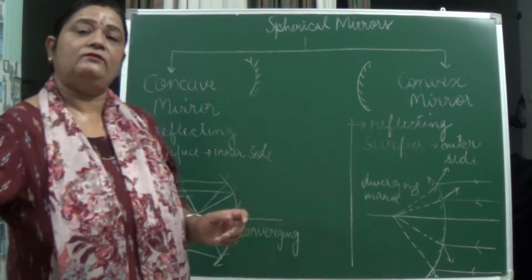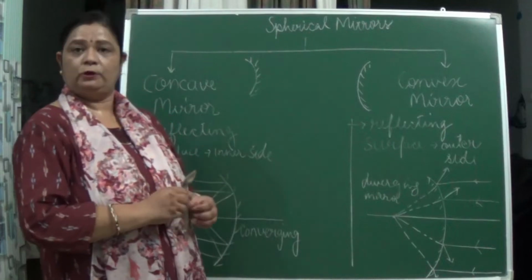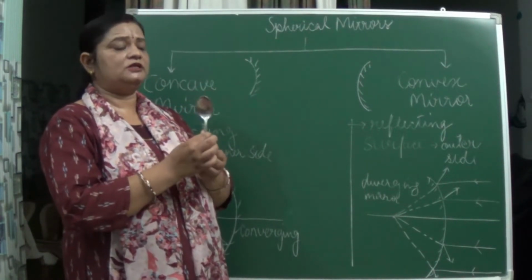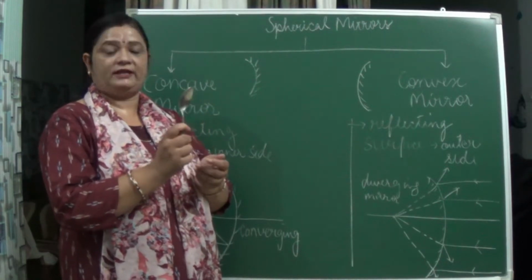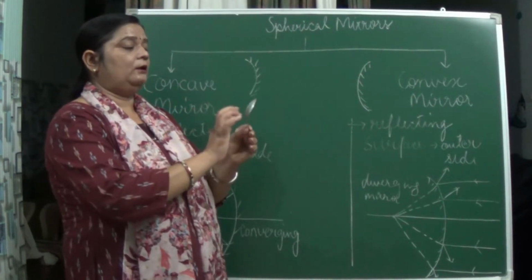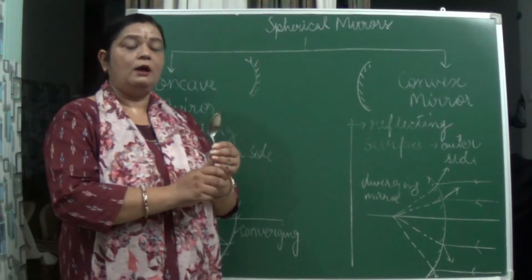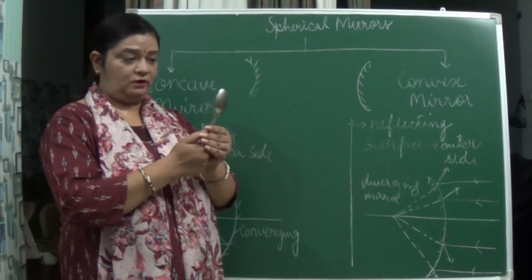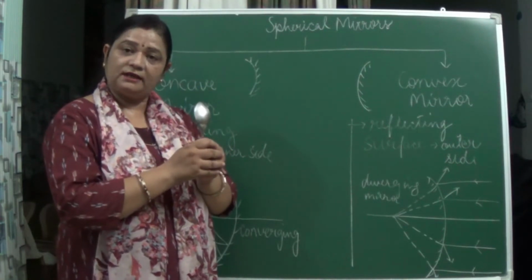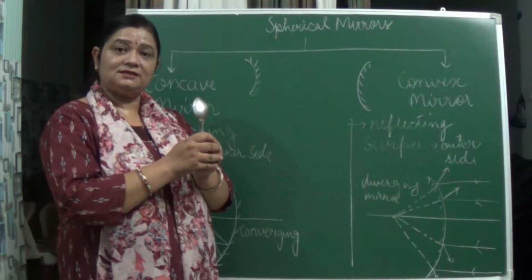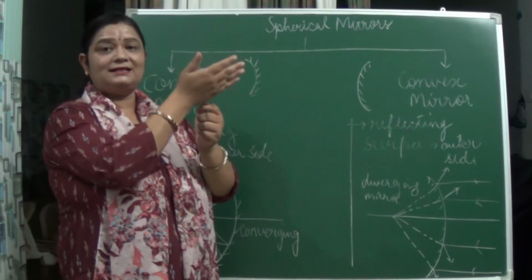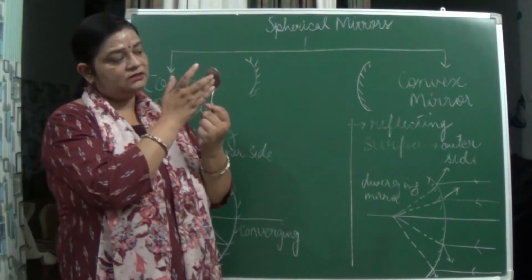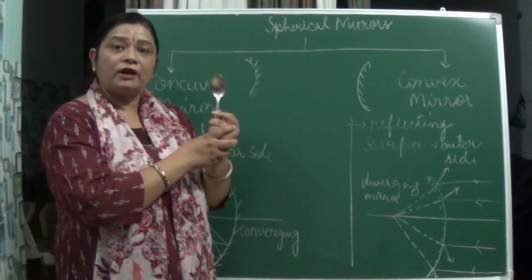Very easily we can understand this with the help of a spoon. I have taken a spoon, and if you try to see your face from the bulge side, you get a straight face, isn't it? But if you turn the spoon and try to see your face, you will not see it straight and erect. You will see it inverted. Actually the side where the bulging is present is the convex side, and the side where the hollow structure is present is the concave side.